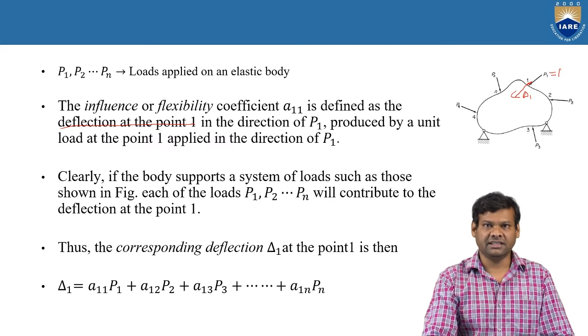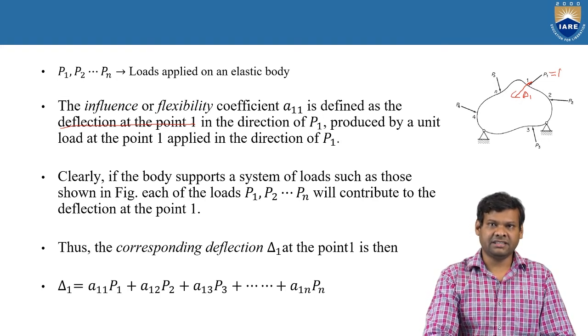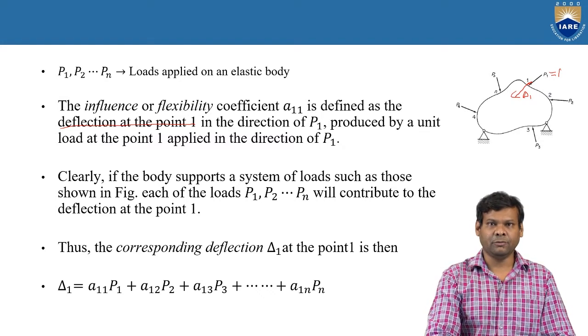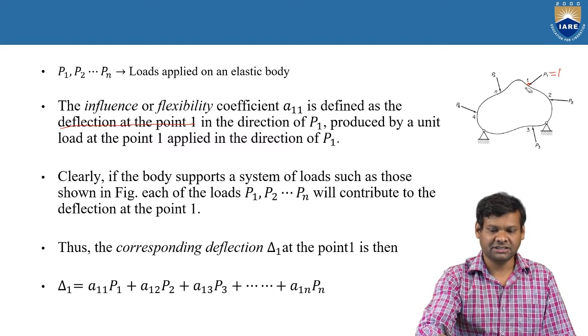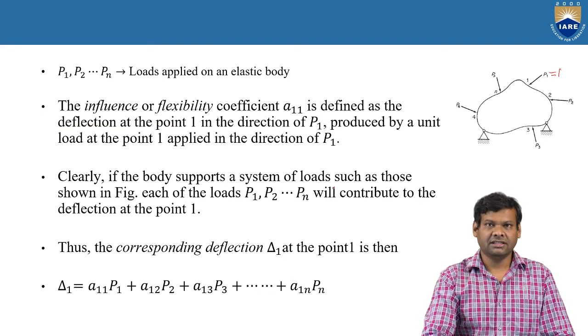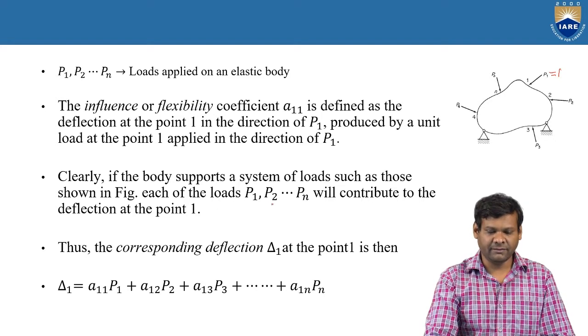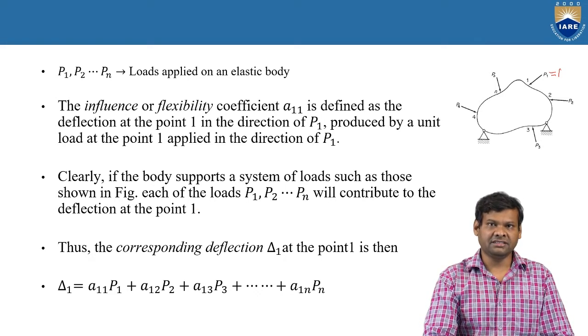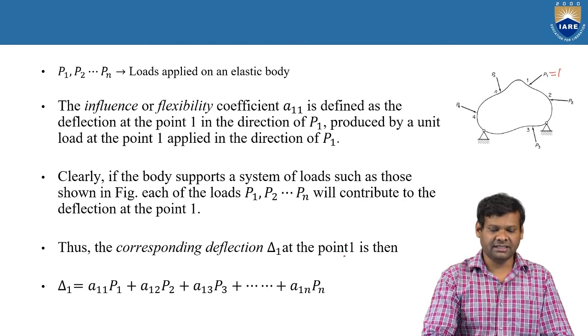The most important thing is that the direction of deflection matters. When you are considering an influence coefficient, the direction of displacement and the direction of load play a very important role in defining the influence coefficients. Clearly, if the body supports a system of loads such as those shown in the figure, and we apply n number of loads, which is a practical scenario for any solid body, then loads P1 to Pn will contribute to the deflection at point 1. The deflection at point 1 is not only because of load P1, it is also because of loads P2, P3 and so on up to Pn. Thus, the corresponding deflection delta 1 at point 1 is given as follows.